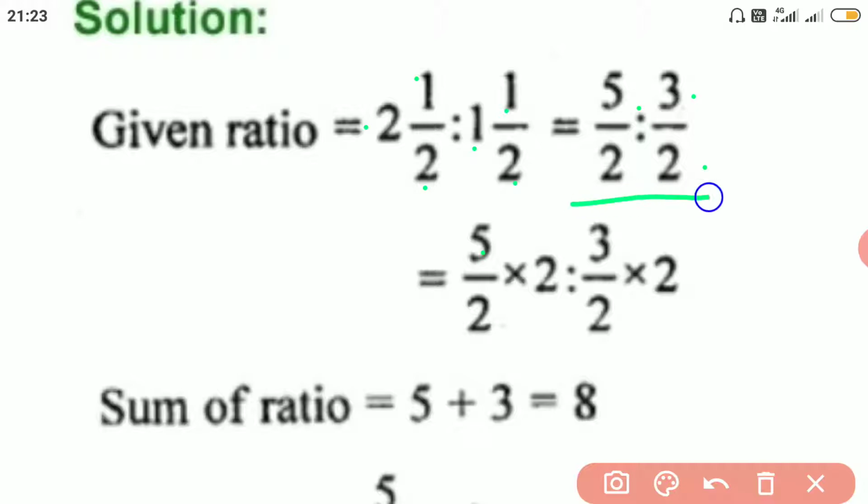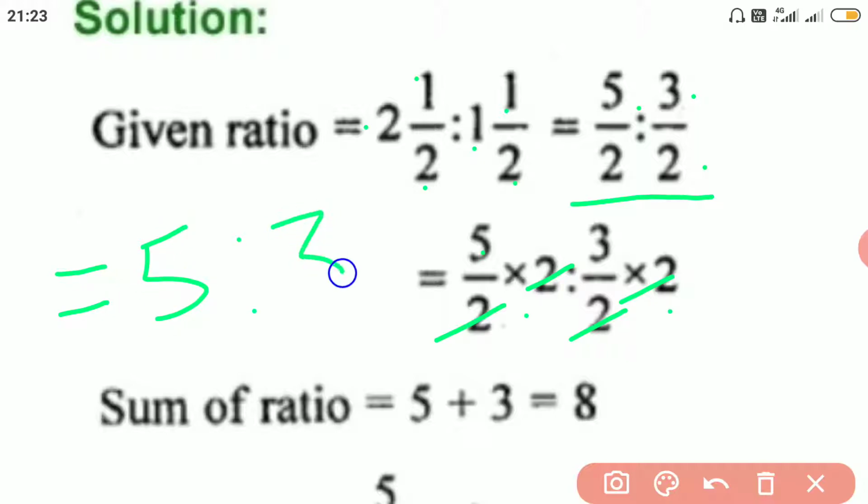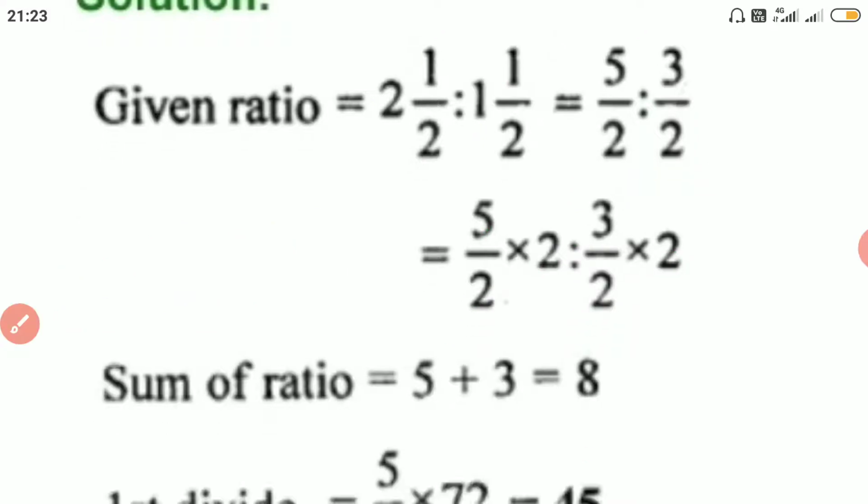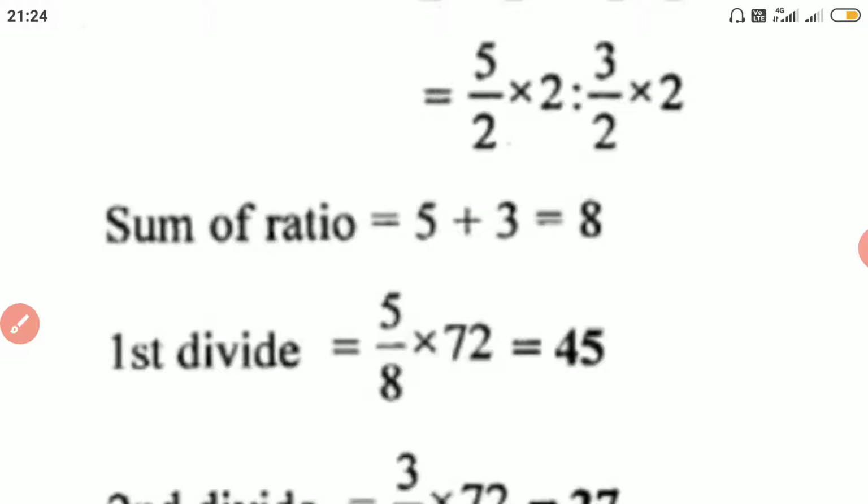You are supposed to find the LCM of the denominators. After finding the LCM of the denominators, we multiply each fraction by it. So 5 upon 2 into 2 and 3 upon 2 into 2, this 2 is the LCM of the denominators, right? This 2 and 2 get cancelled, this 2 and 2 get cancelled, hence the ratio will be 5:3, like before. Then we add the ratio as in the previous sum, 5 plus 3 is 8.